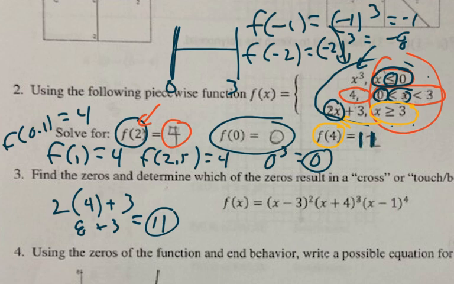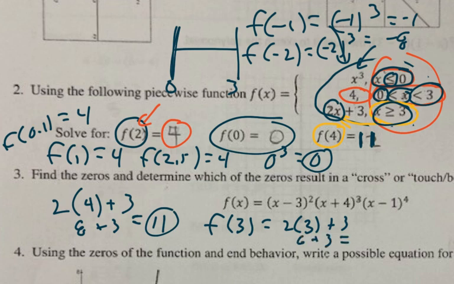But just for clarity's sake, if they said f of 3, we would also put it in here, not in here, right? F of 3 is not 4. F of 3 would have been 2 times 3 plus 3, which is what? 6 plus 3 is 9.